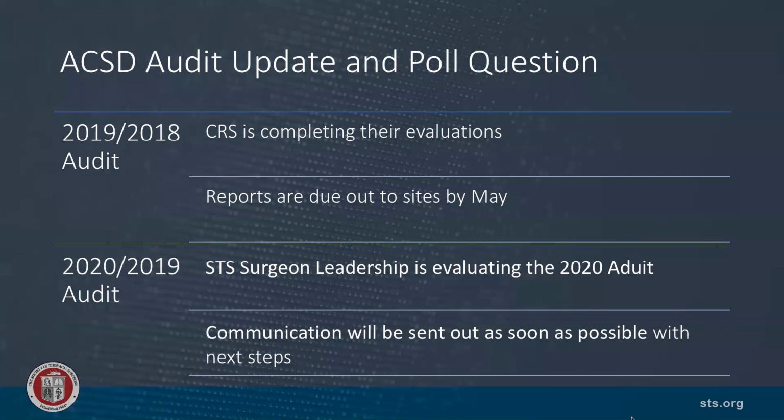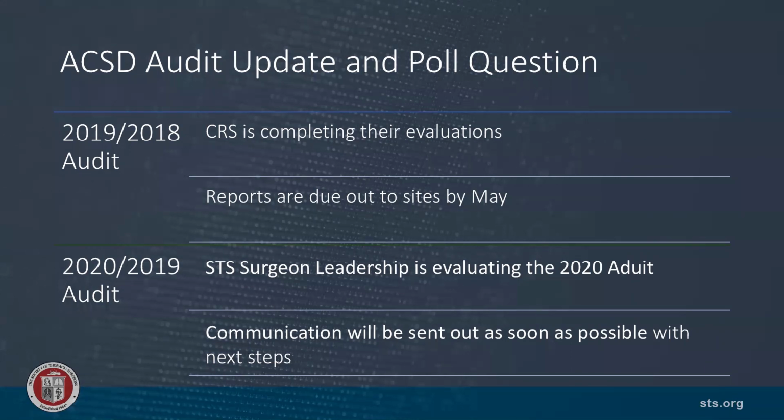There we go. Okay. This is an update on the audit, our status of the 2019 audit, which was on 2018 data, and this year's audit, which is on 2019 data. For last year's audit, CRS is still completing their evaluations. CRS is the audit firm that we have hired to do our third-party evaluations, and we're expecting reports out to sites by May.